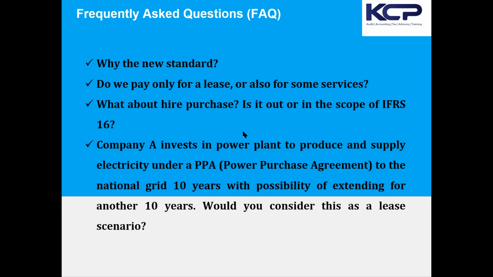Company A invests in a power plant to produce or supply electricity under a PPA, that is, a power purchase agreement, to a national grid for 10 years, with the possibility of extending for another 10 years.